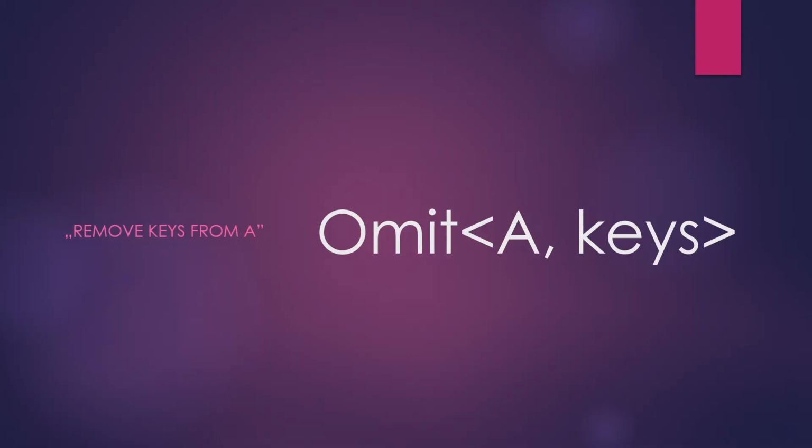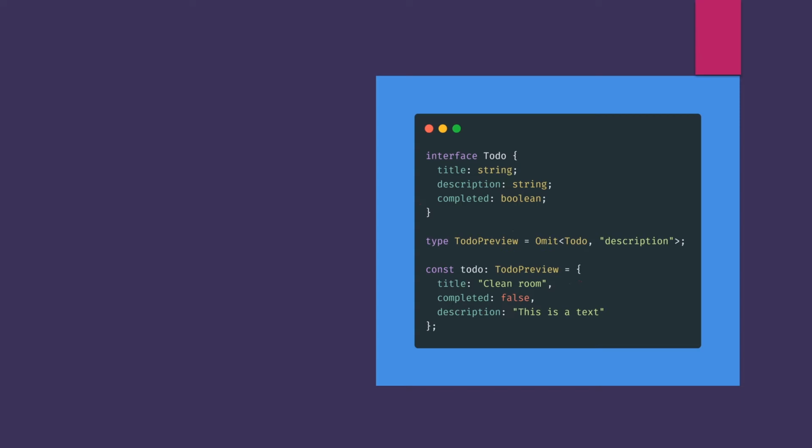Omit is a built-in utility type in TypeScript. It's cool when you need to apply some restrictions on an existing type. The omit has two generic parameters. The first one is an existing type you want to use omit on, and the second one is a string or array, depending on what you want to eliminate.